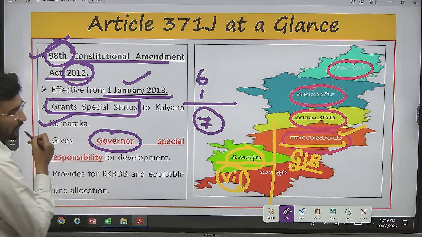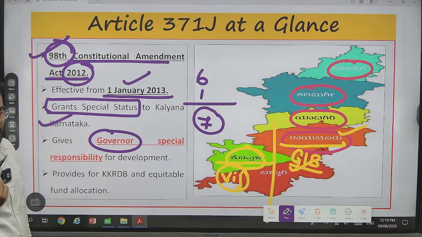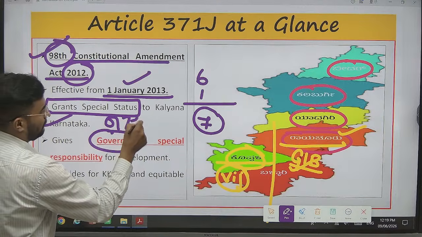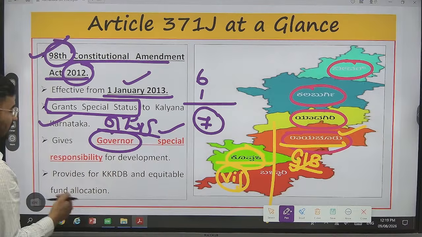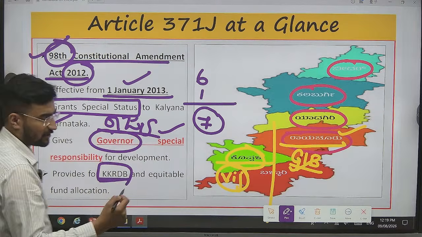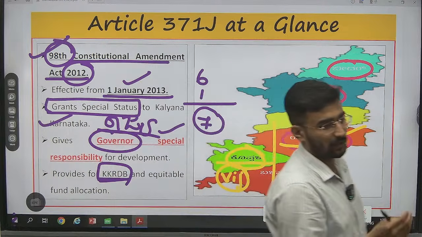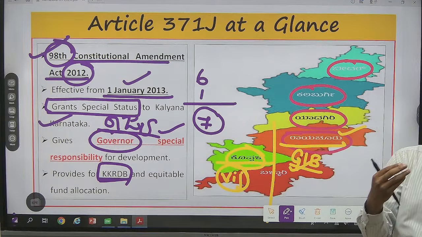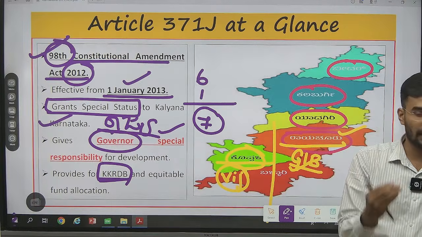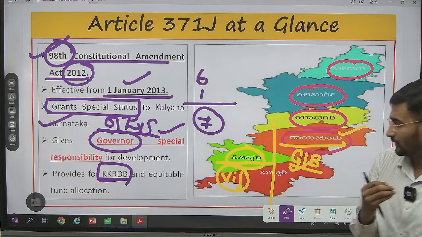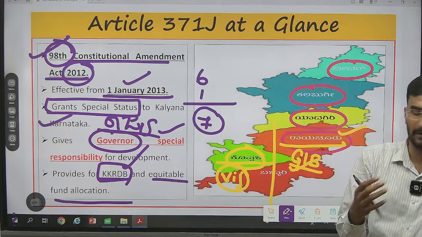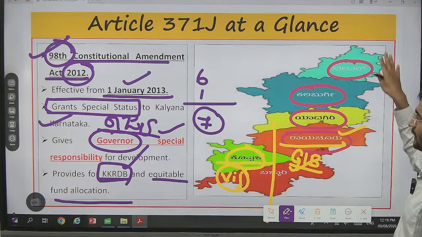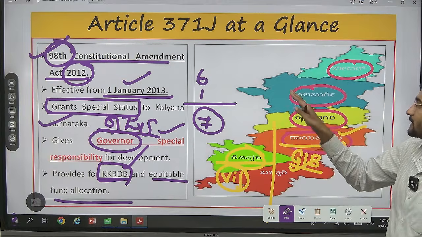To whom have we given the authority? Our Governor. The special powers have been given to the Governor, and we also have a board, as I have already said. The board we have is KKRDB, the Kalyana Karnataka Regional Development Board, that you should be aware of. For the equitable development of each region, these 7 districts, be aware of them.